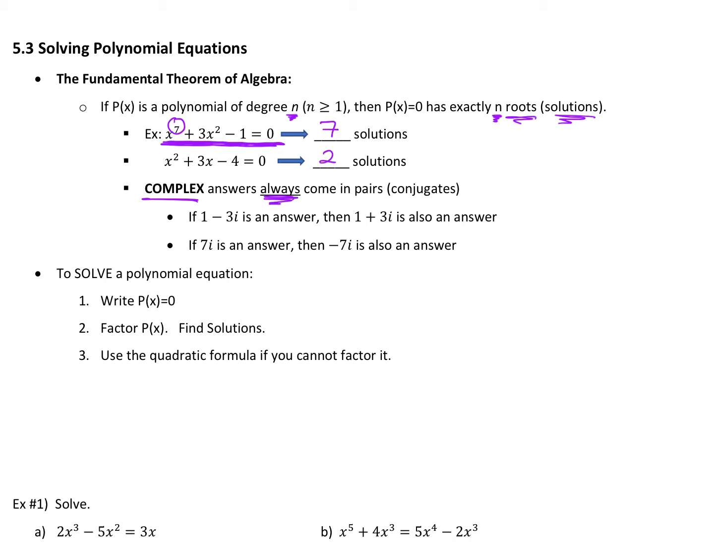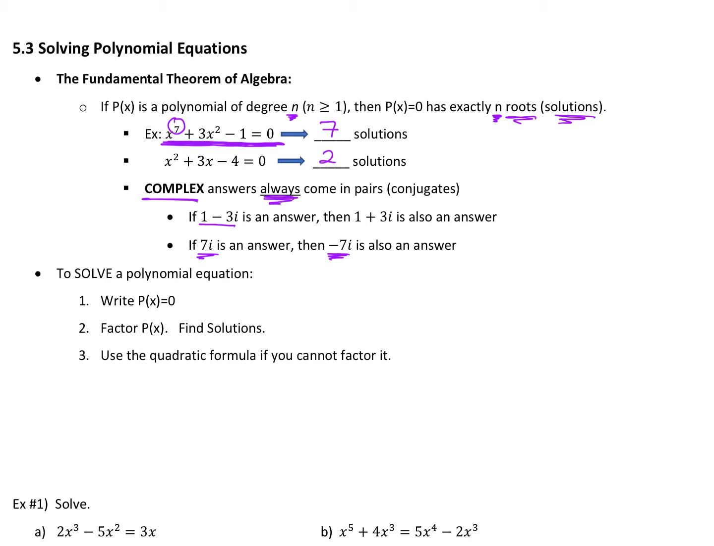So if I have 2i, then the conjugate would be negative 2i. In other words, if 1 minus 3i is an answer, then 1 plus 3i will also be an answer. You will always have the conjugate of whatever your first one was be an answer as well. So if 7i is an answer, then negative 7i is also an answer. So the conjugate will always be another answer to your polynomial solution.